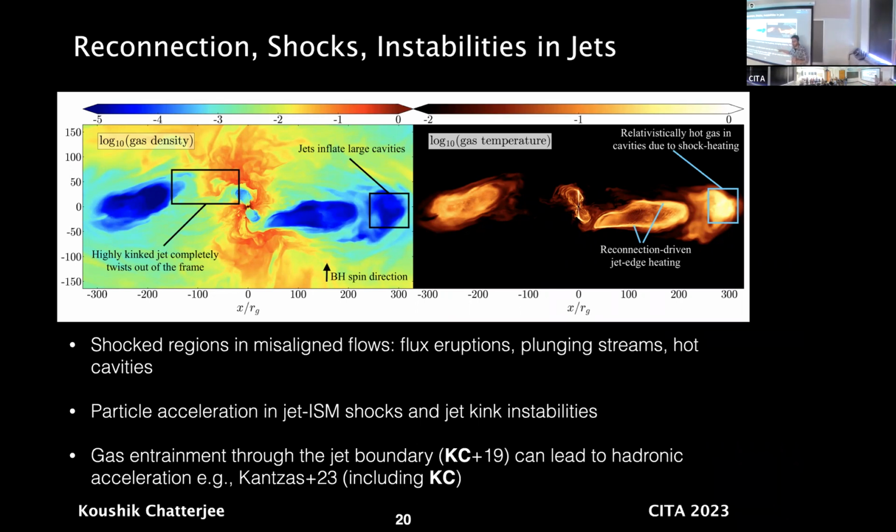jet boundary instabilities, which are magnetically driven, that can give you gas entrainment. And in a recent paper, we looked at whether that amount of entrainment and the amount of energy deposited in the gas can give you hadronic acceleration or not. And apparently it does. So nice.